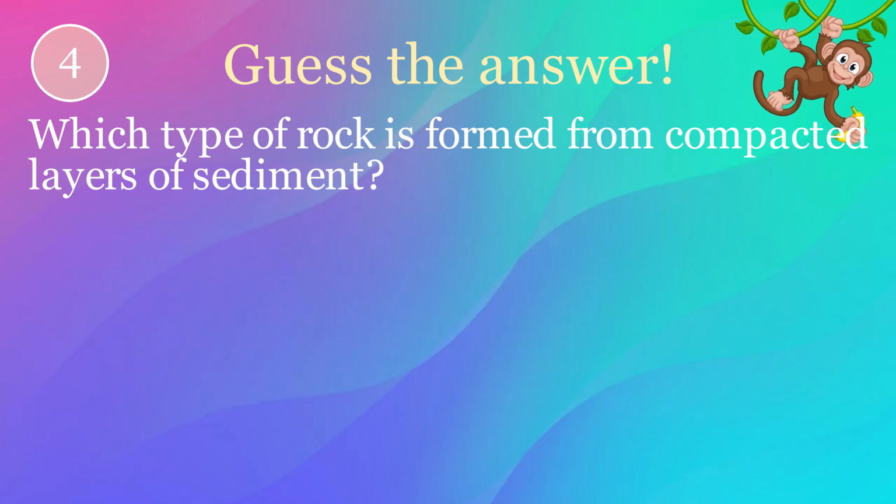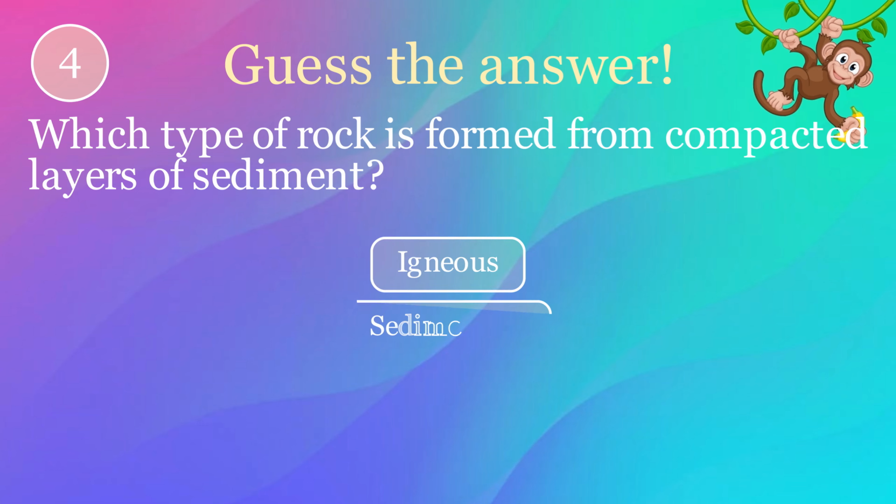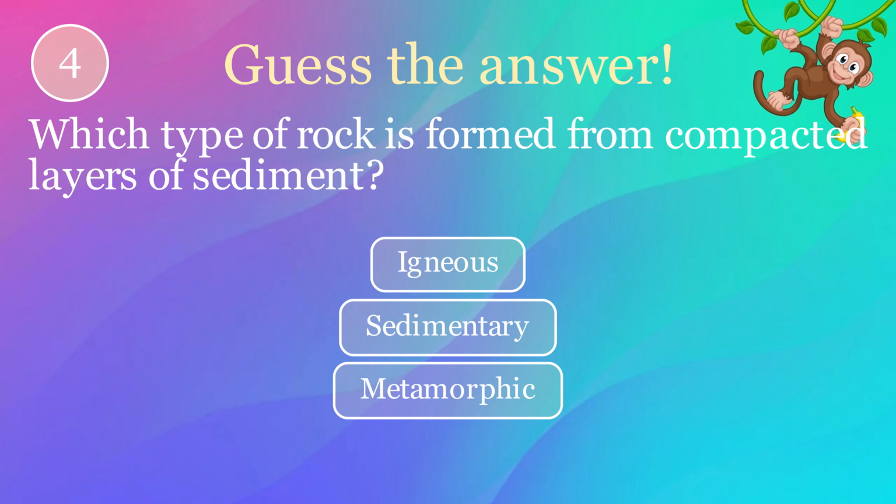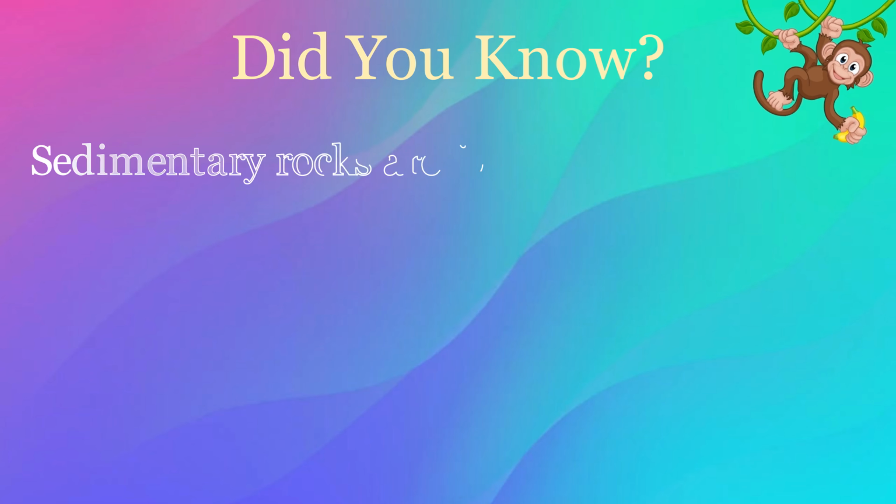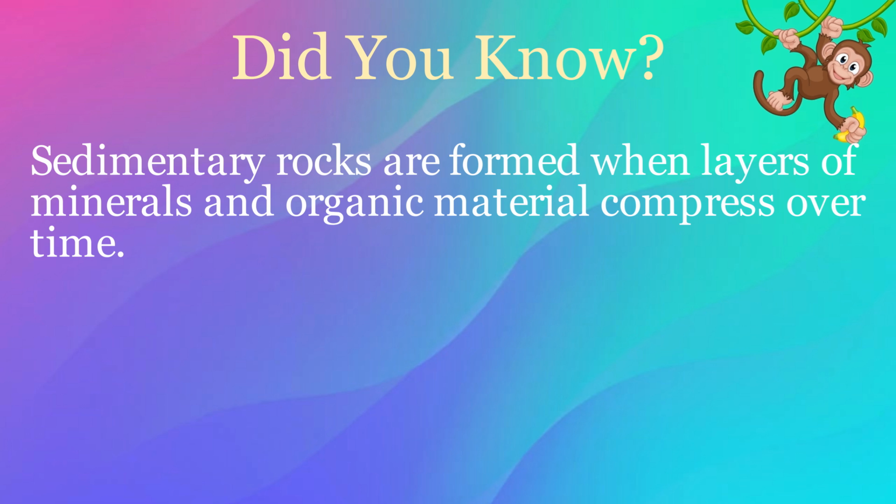Which type of rock is formed from compacted layers of sediment? Igneous. Sedimentary. Metamorphic. The correct answer is sedimentary. Here's an interesting fact: sedimentary rocks are formed when layers of minerals and organic material compress over time.